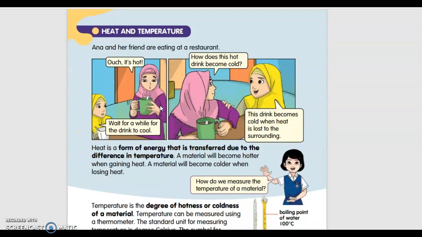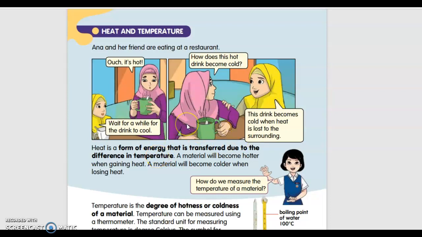Heat and temperature. Anna and her friend are eating at a restaurant. Ouch, it's hot. Wait for a while for the drink to cool. How does this hot drink become cold? This drink becomes cold when heat is lost to the surrounding. Heat is a form of energy. Remember, it is transferred due to the difference in temperature.